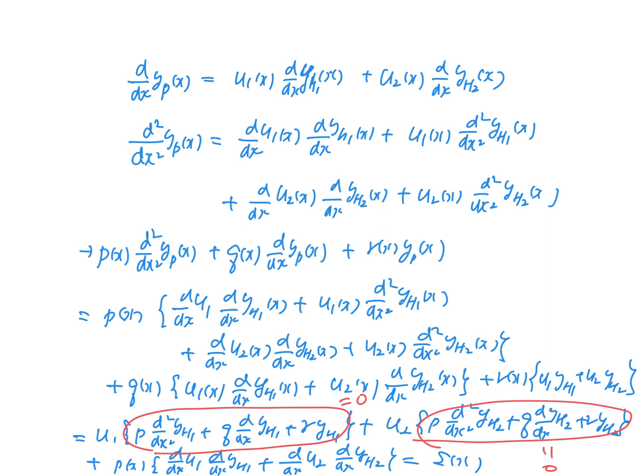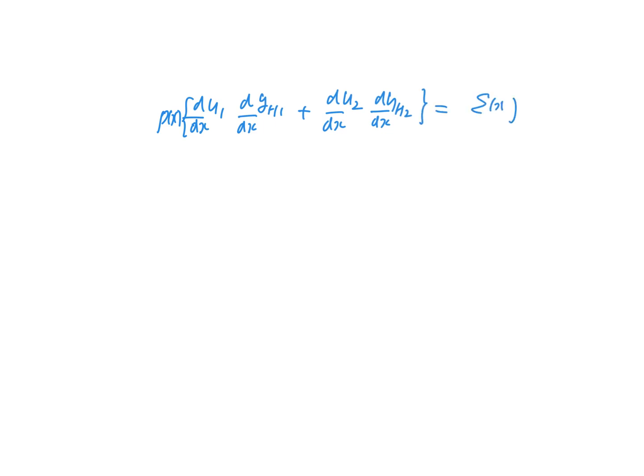Okay, so we have two conditions. Actually, it looks like we need to find this condition one, right? So can I move on? So dx, px, u1, dx, dyh1 plus dx, du2, dx, dyh2 is sx. Another condition was the original one, right? dx, du1, yh1, dx, du2, yh2 was 0.